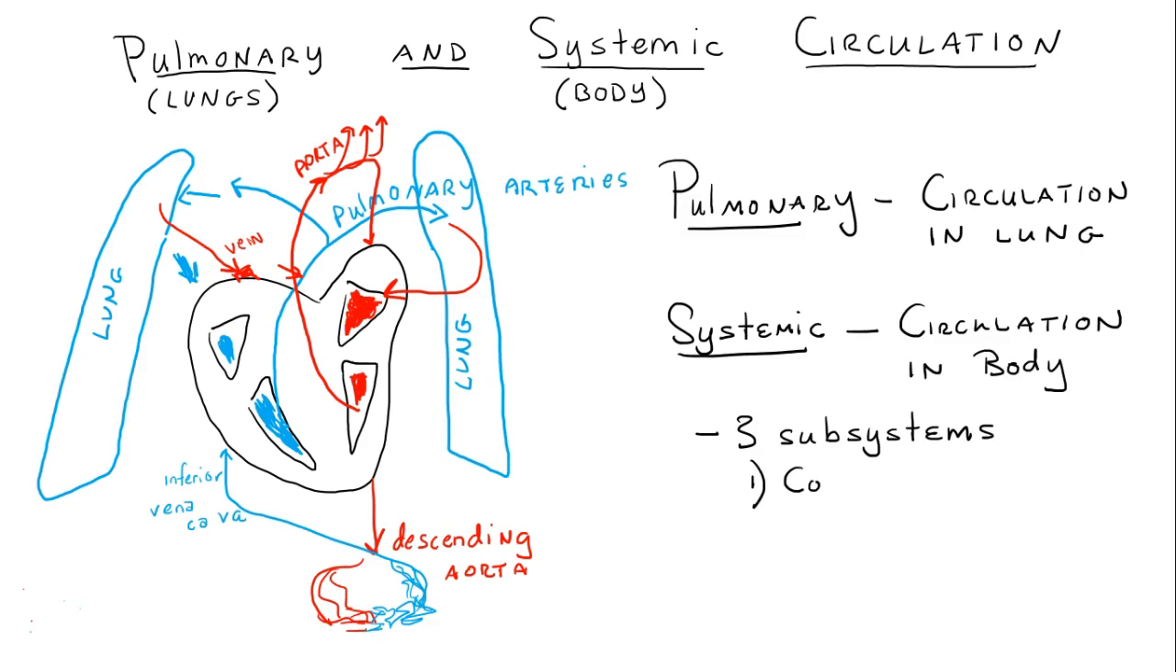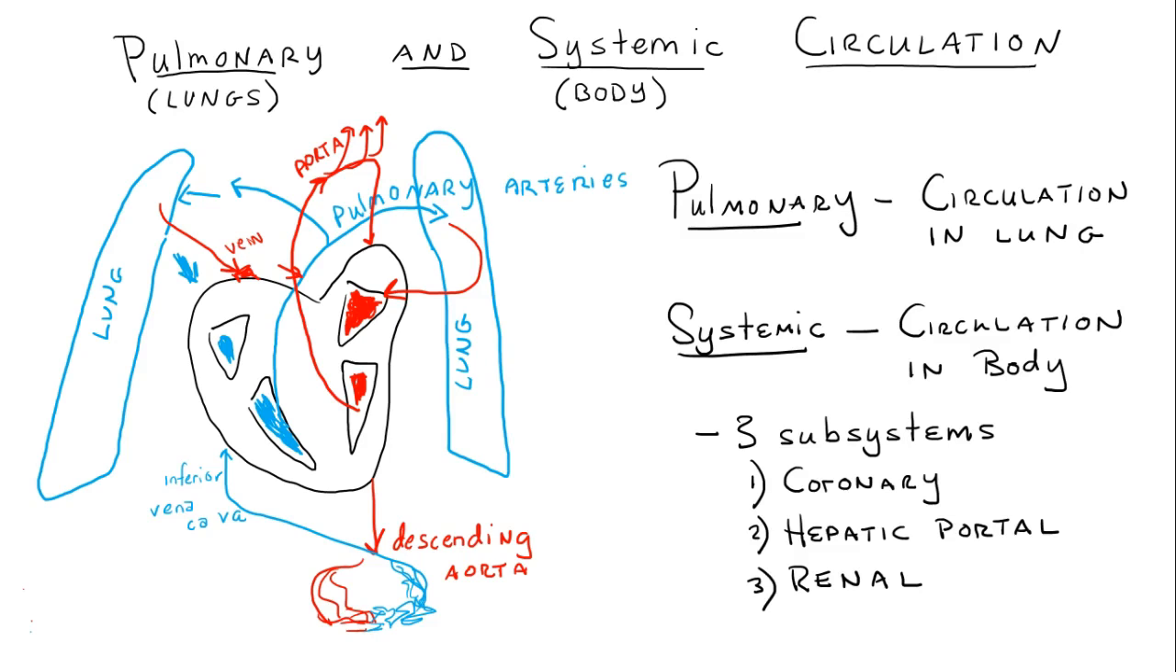And there are three subsystems of systemic circulation that we're going to talk about on the next three slides. Okay, so you've got the coronary circulation, which is circulation to the heart itself to feed the heart. You have the hepatic portal circulation, which is the circulation to the liver. Hepa means liver, and we'll talk about that. And then we have the renal circulation, which is going to the kidneys, because renal means kidneys. Okay, so let's take a look at all three of these.